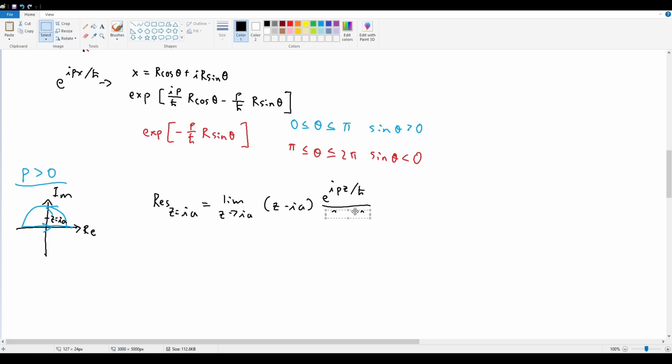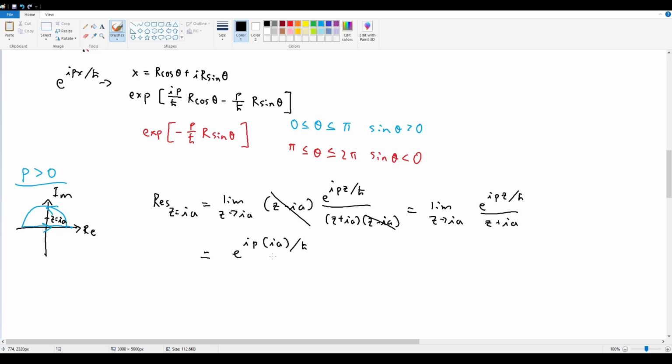We can factor this and get z plus ia, z minus ia, in which case this one cancels with this one, so you're left with the limit as z goes to positive ia of e to the ipz over h bar divided by z plus ia, in which case this ultimately equals e to the ip times ia over h bar divided by 2ia, which is equal to e to the negative pa over h bar divided by 2ia.